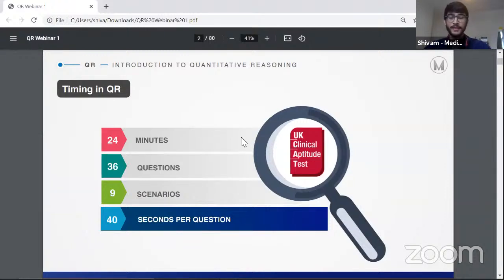The actual section of the UCAT exam is very time restrictive. You've got only around 40 seconds per question. It's only 24 minutes, yet you have 36 questions to tackle, and that will involve around 9 scenarios normally. So that's 40 seconds per question, less than 1 minute per question. It's not a lot of time. So you need to start thinking about lots and lots of strategies to tackle questions as quickly as possible.